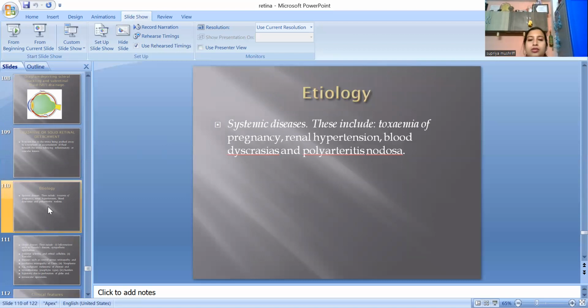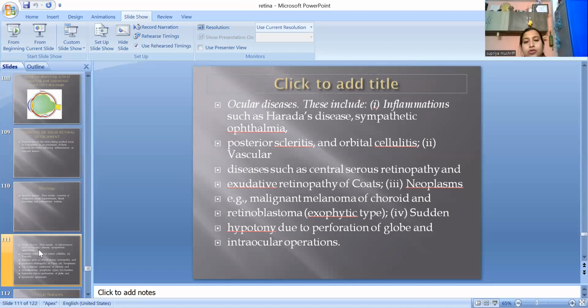Now, the etiology of exudative RD: systemic diseases include toxemia of pregnancy, renal hypertension, blood dyscrasias, and polyarteritis nodosa. Ocular diseases include inflammation such as Harada's disease, sympathetic ophthalmia, or posterior scleritis, orbital cellulitis, and vascular diseases like central serous retinopathy and exudative retinopathy of Coats.